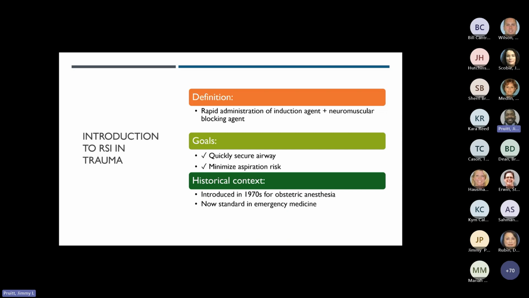So most of us understand very clearly what RSI is within trauma. It's the rapid administration of an induction agent and a neuromuscular blockade agent. The goal is to quickly, and I mean very quickly, secure an airway, minimize the aspiration risk, and get these people to their outcome. From a historical standpoint, for any of you history gurus, it was introduced in the 1970s from obstetric anesthesia, and now it's a standard in emergency medicine.